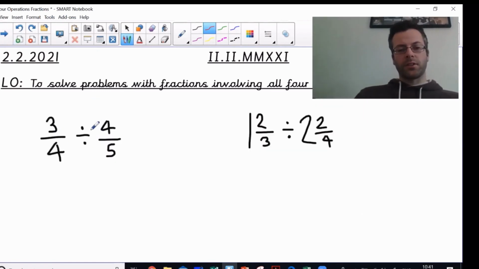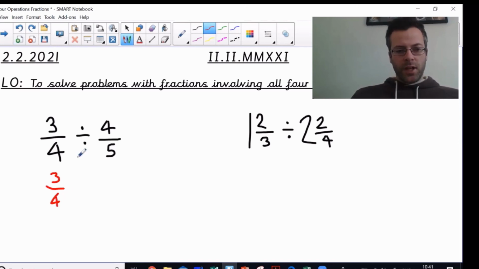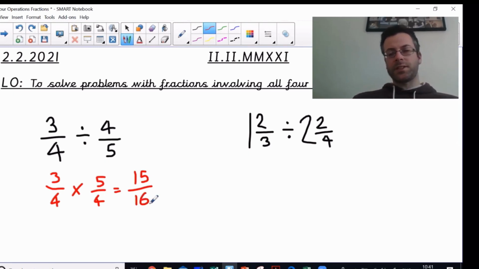So 3/4 divided by 4/5. So I'm going to keep, change, flip. 3/4, change this to a multiplication, flip this round to get 5/4. 3 times 5 is going to be 15. 4 times 4 is going to be 16. 15/16 can't be simplified anymore.